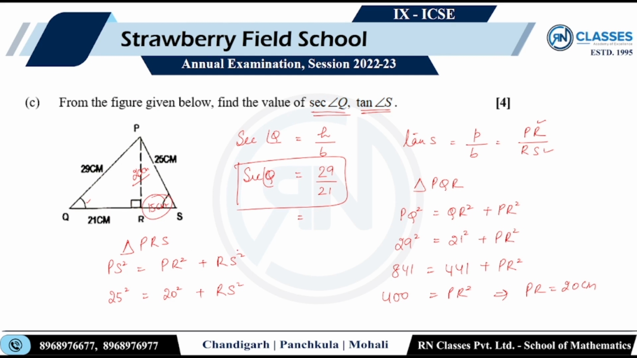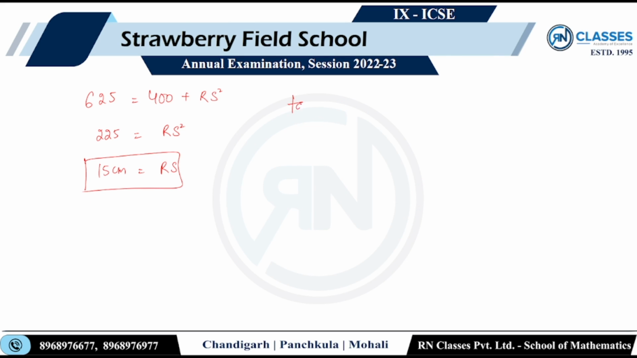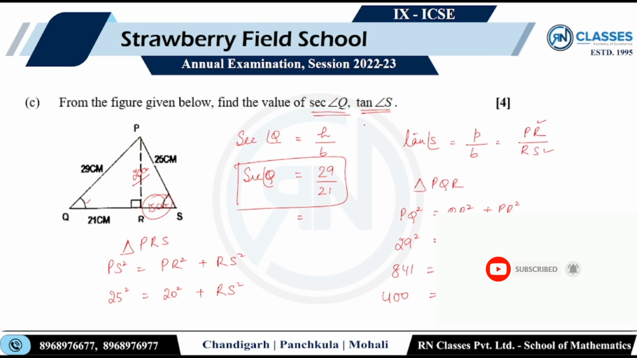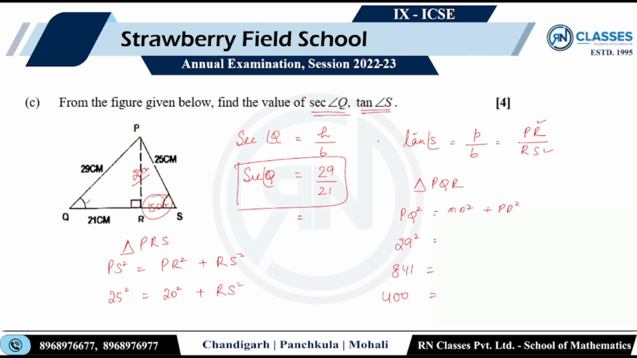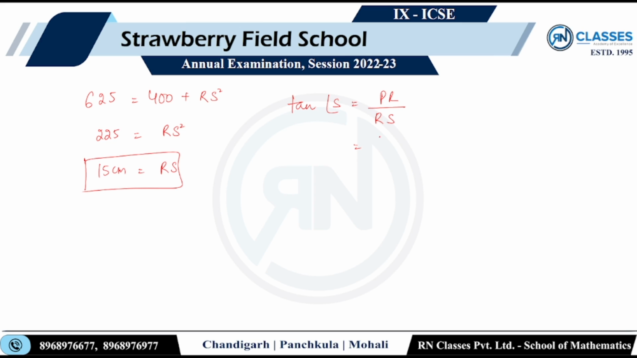So tan of S तो आ ही गया, tan of angle S, sorry. So tan of angle S, which was given by PR by RS. Now PR is 20, RS is 15, which is 5 fours are 20, 5 threes are 15, 4 by 3.